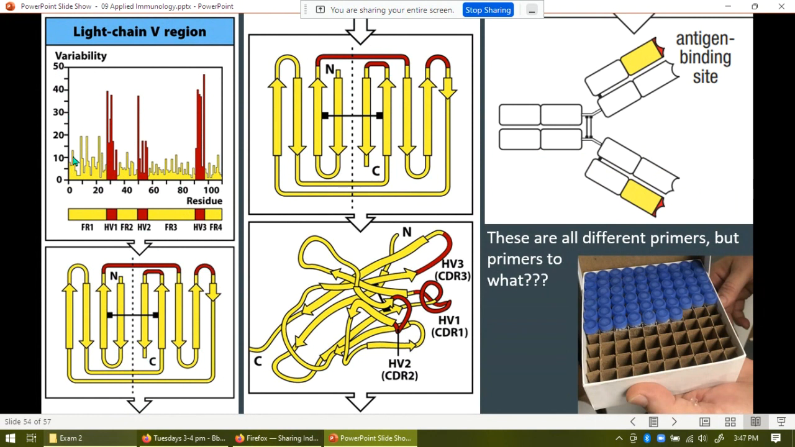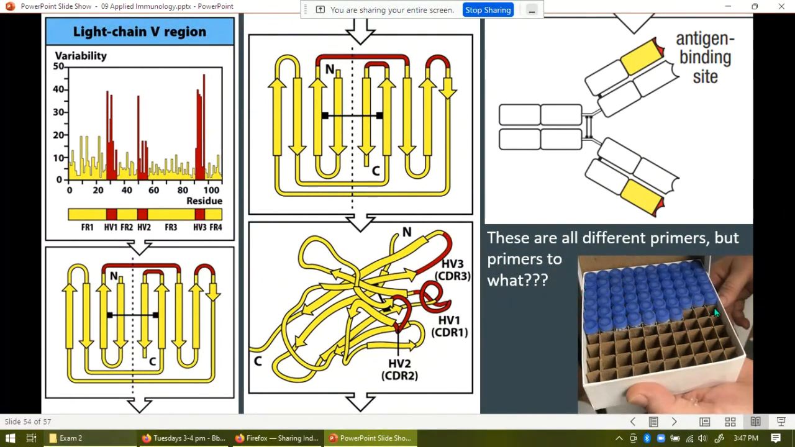Okay, so you use a primer that binds here, a primer that binds here. You're going to amplify this sequence, all of these sequences. Okay, and that gives you basically this chunk of the antibody molecule. This is just the V region, and that contains the antigen binding site. And you make the phages make this for you.